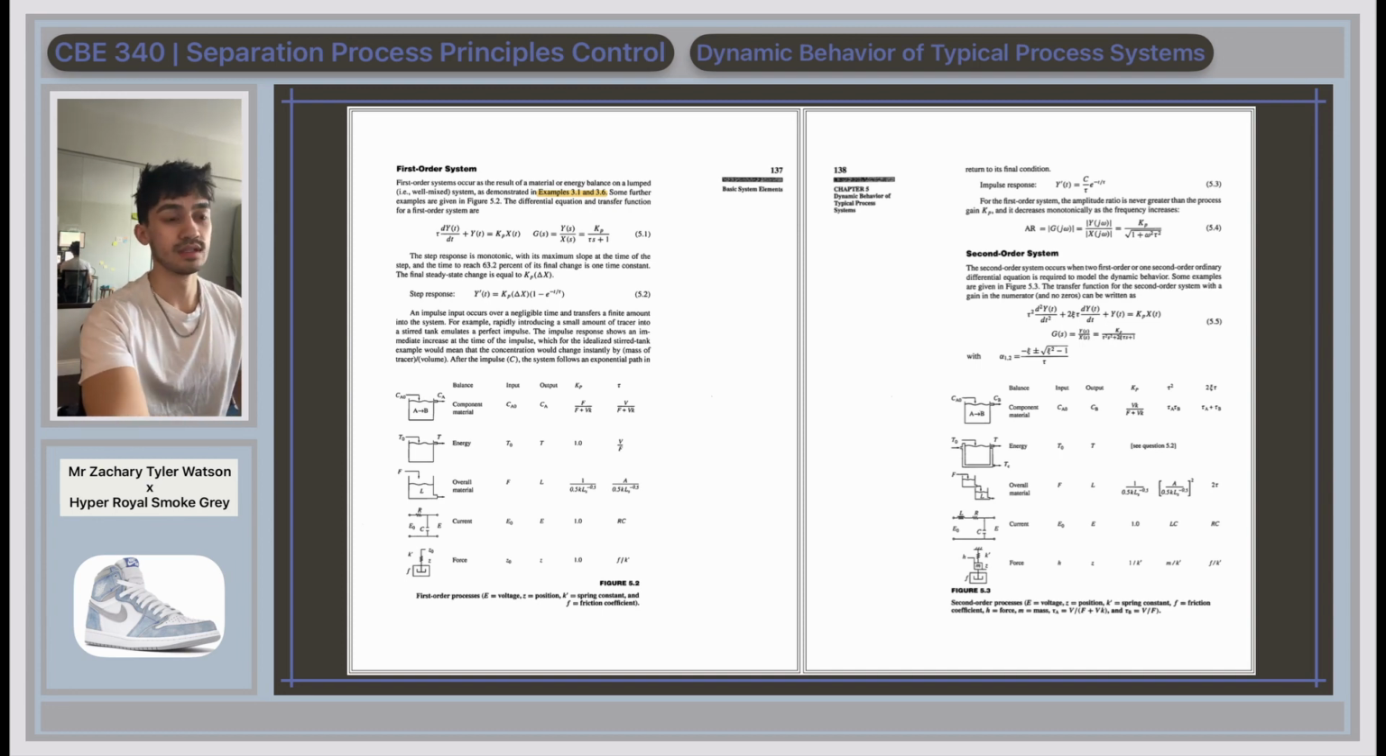So the impulse response is given as the differential output variable with respect to time. And notice that we had equation 5.2 previously having the same differential output variable with respect to time. However, that was a step response, and now we're talking about an impulse response. So the impulse response is given as c over tau times exponential raised to the power negative t over tau. And then recall that the impulse is denoted as c.